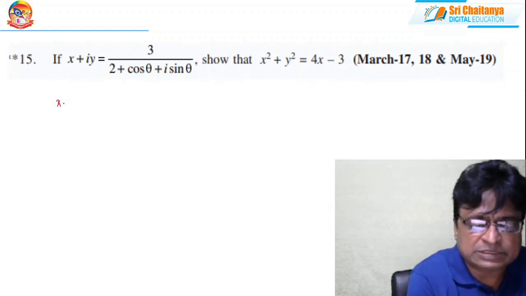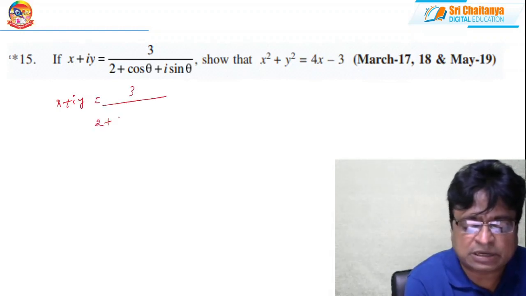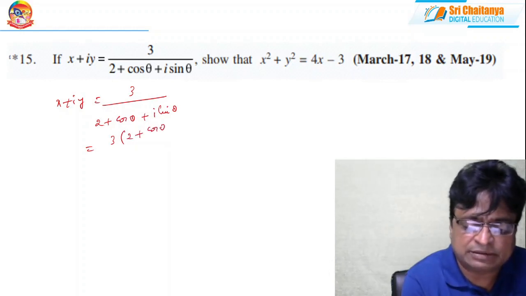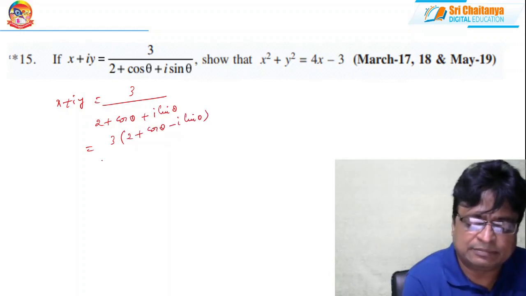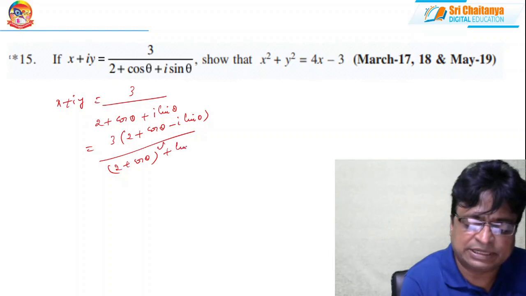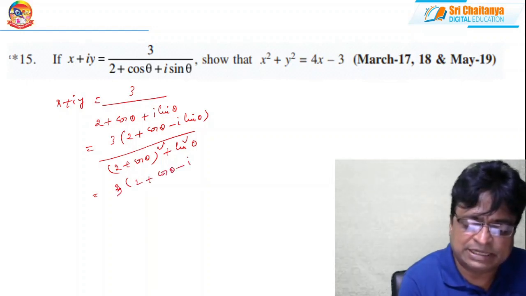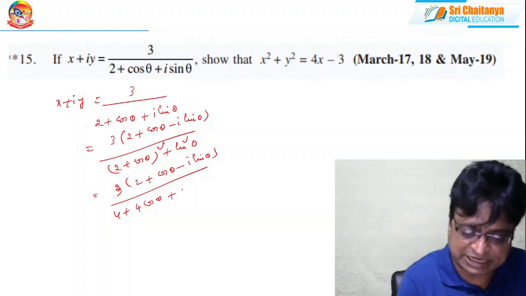So here x plus iy equals 3 by 2 plus cos theta plus i sin theta is given. Rationalize: 3 into 2 plus cos theta minus i sin theta by (2 plus cos theta) whole square plus sin square theta. This is 3 into 2 plus cos theta minus i sin theta by 4 plus 4 cos theta plus cos square theta plus sin square theta, which is 1.